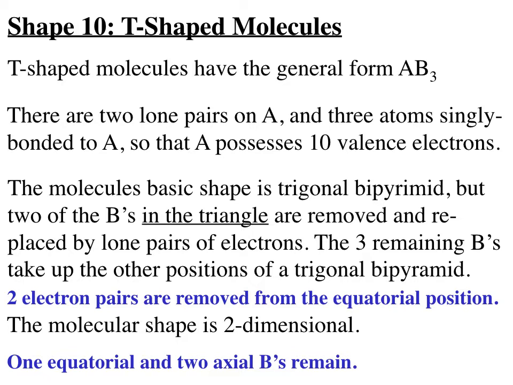Now, because of the nature of this, as we will see on the next slide, even though the trigonal bipyramid begins as being 3-dimensional, when we pop those 2 Bs off of the equatorial positions, the remaining 3 Bs can be arranged in the same plane so that the T-shaped molecule is 2-dimensional. So we'll take a look at how that comes about in upcoming slides.